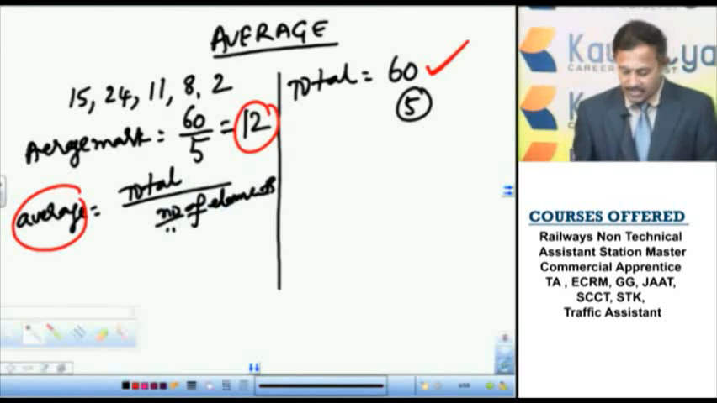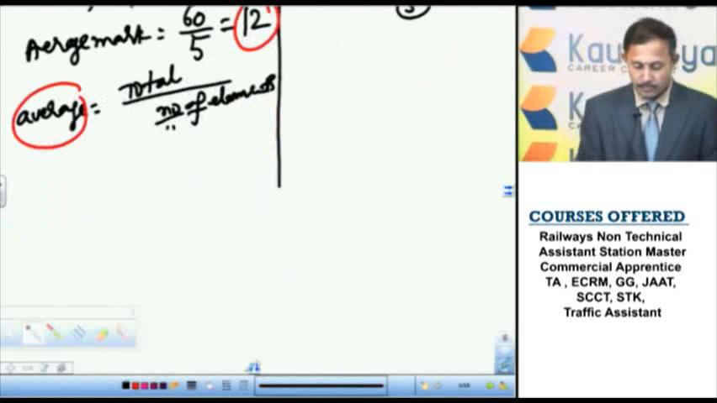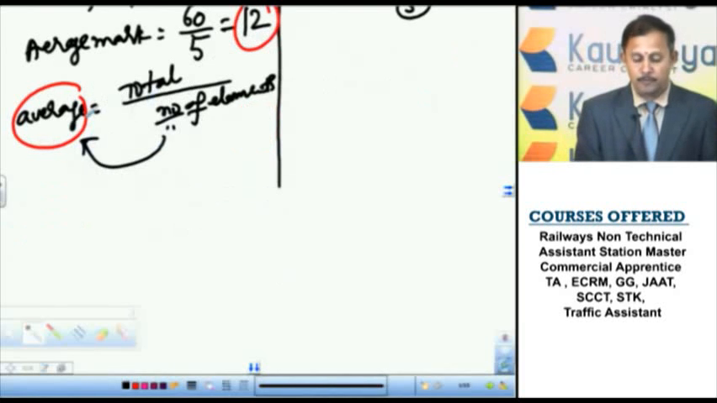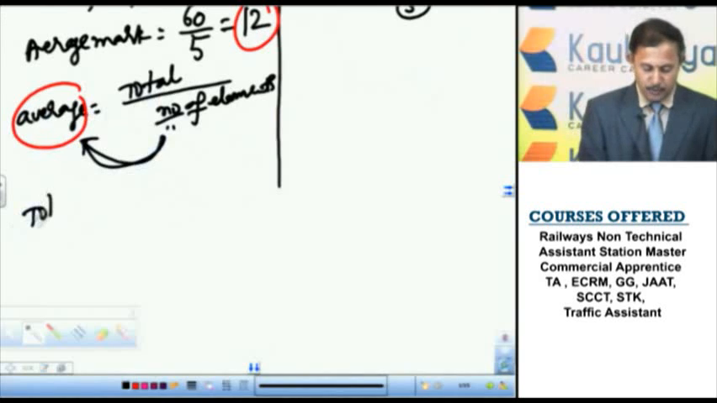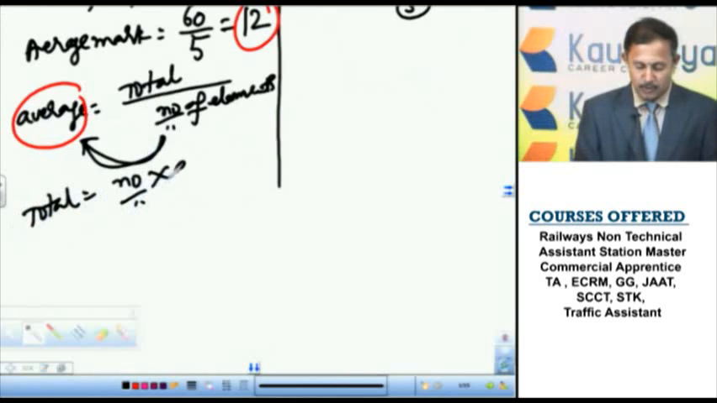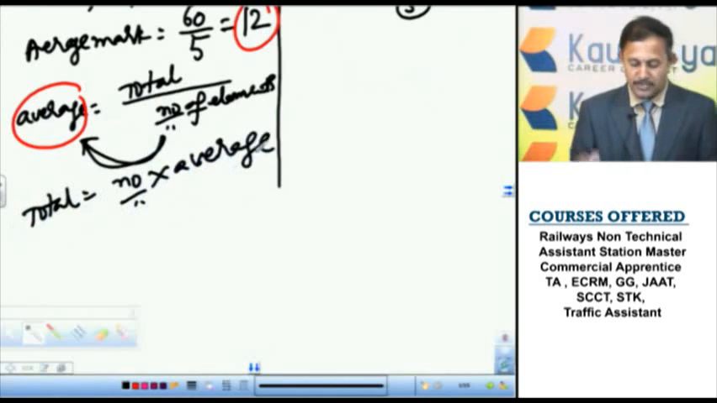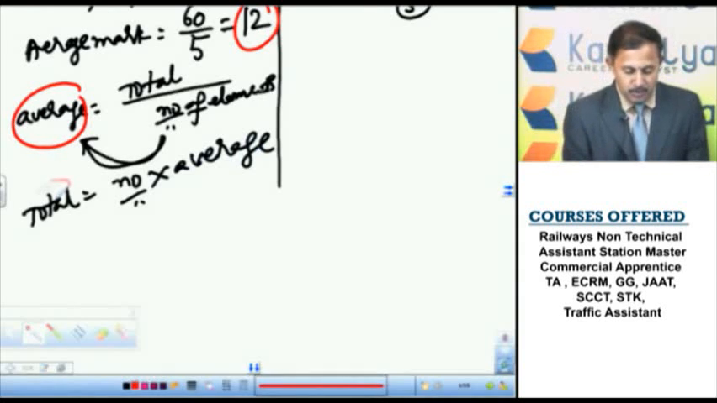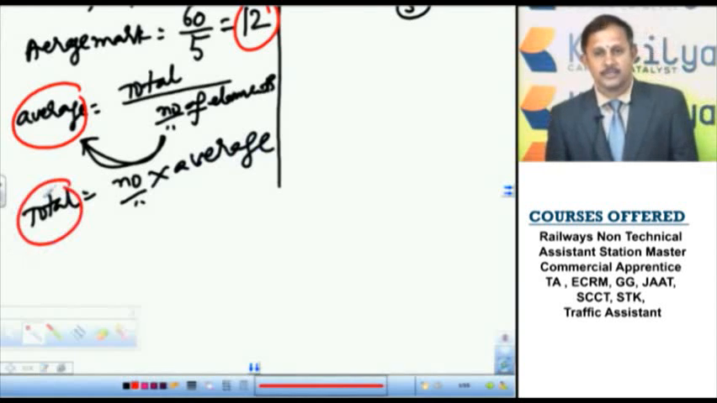Then we can derive the second formula. If you shift this number to the left side of the equality, we get total is equal to number of elements into average. So I can place before you: total is equal to number of elements into average value. Total is equal to number of elements into average. So these are the two formulae. By making use of these two, we can do some problems.